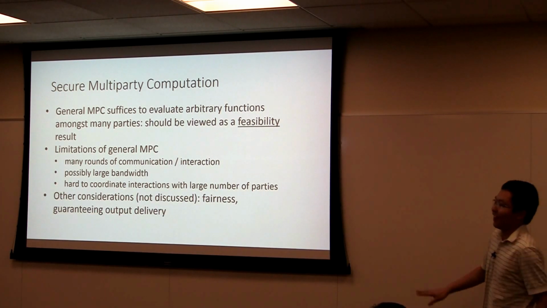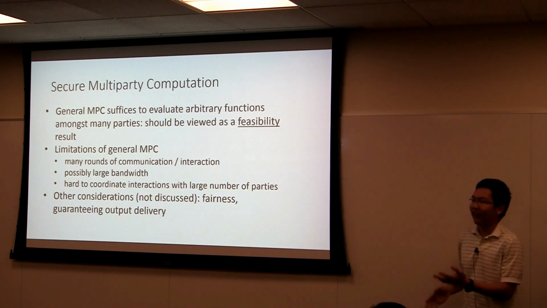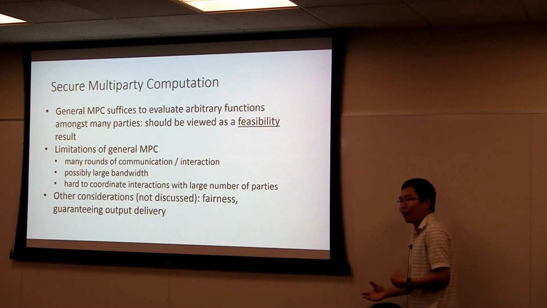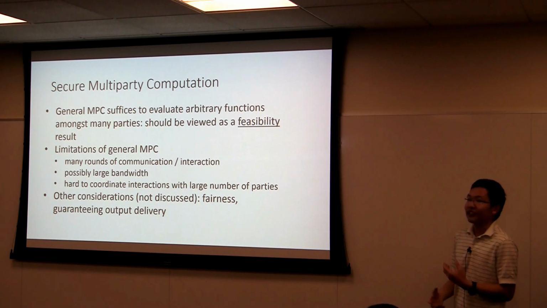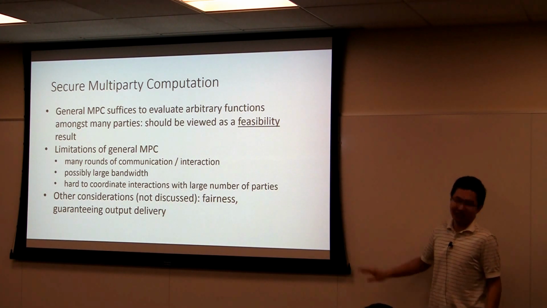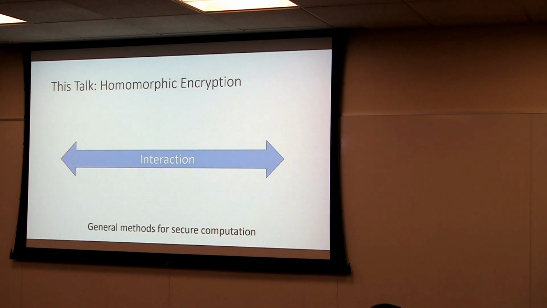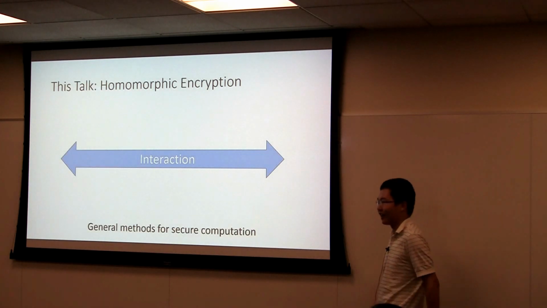So, and then there are other considerations that I'm not going to discuss. So issues of fairness, issues of guaranteeing output delivery. So these are issues that come up when we look into the details of secure multi-party computation. But there are other considerations, just putting those out there. OK, so that's not the focus of this talk. The focus of this talk is actually on homomorphic encryption.